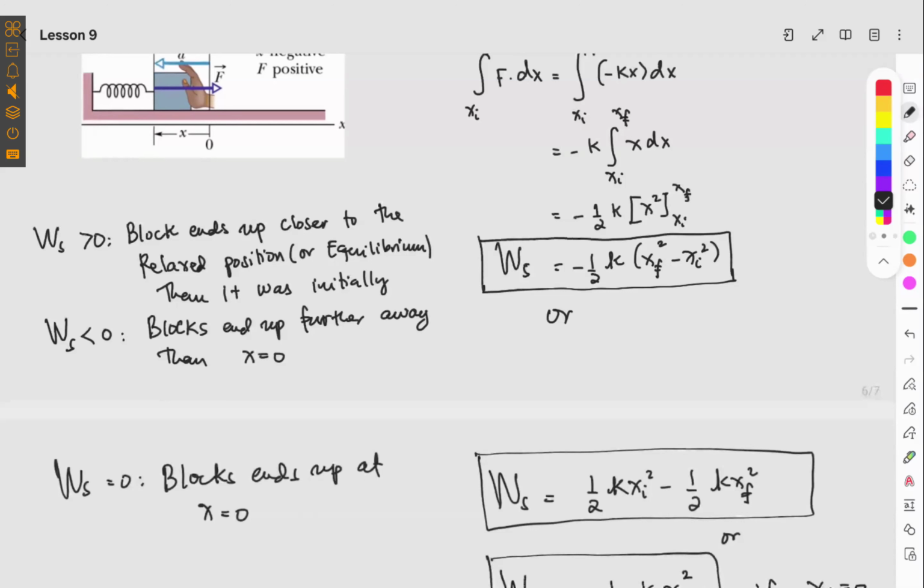For example, if the blocks are further away from x equals 0, the work is less than 0. Okay, so this is what it means. All right, questions?